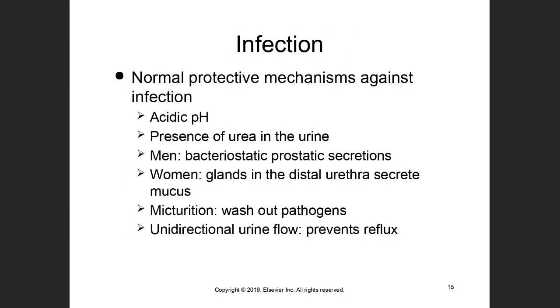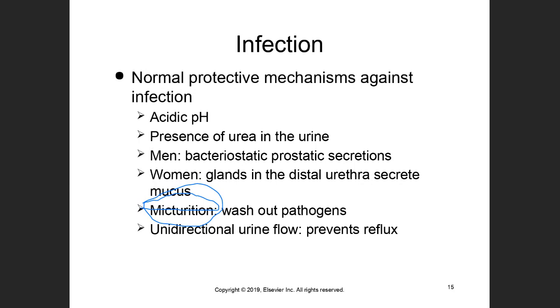Now we have infections. In infection, the normal protective mechanisms against infection are the acidity of the pH, presence of urea in the urine, and bacteriostatic prostatic secretions. In women, the glands in the distal urethra secrete mucus. Micturition is essential. That's why we have to go to the bathroom. Micturition is normal pee.